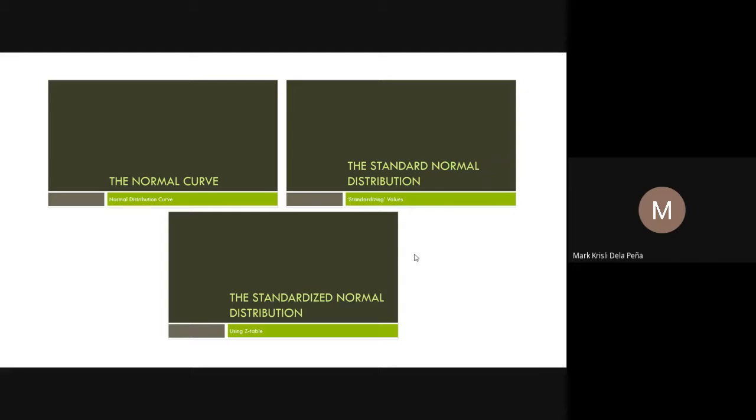For our topic today, we will be discussing the standardized normal distribution using the z-table. Here, we'll be able to get the probability for certain z conditions to occur or to happen, and that is using the z-table.